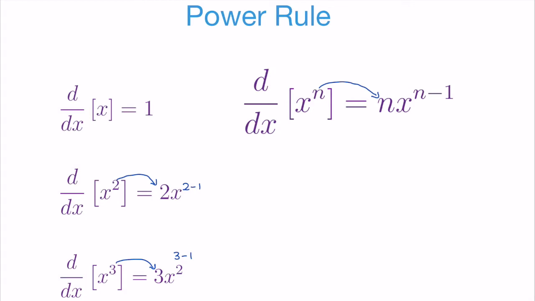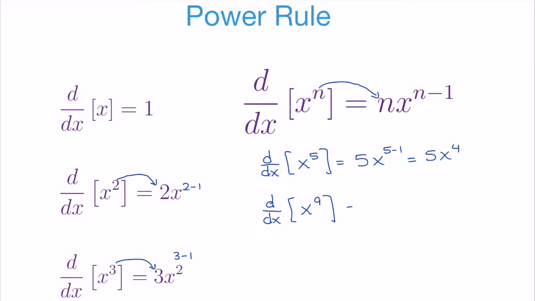Let's look at some examples. Let's do d dx of x to the 5th power. So the 5 comes up to the front, and you lower your exponent by 1. So this is 5x to the 4th power. I'm sure you can do the next one. d dx of x to the 9th power. That equals, yep, the 9 goes in front and lower the power by 1.